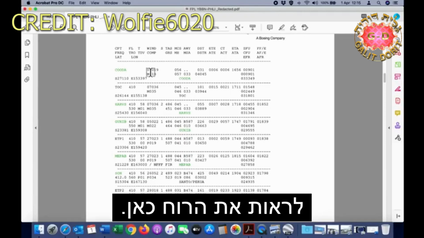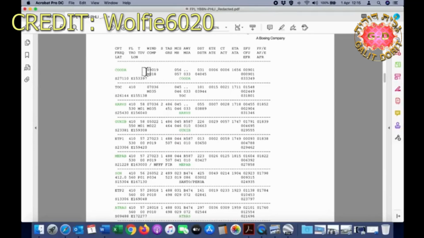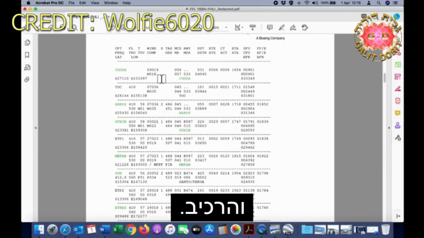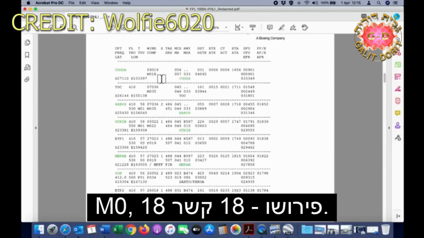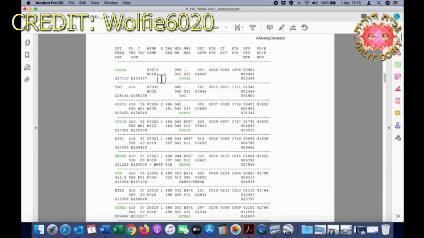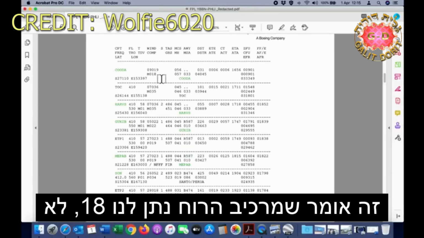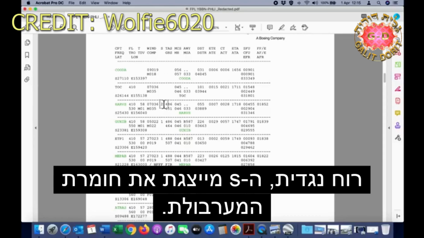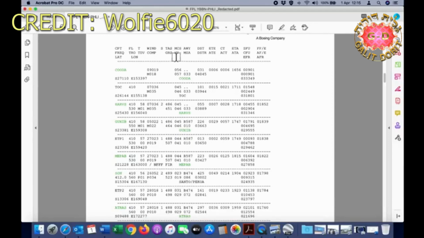We can see the wind, here it is 090 degrees, 19 knots, and the component M018 means minus 18 knots. That means the component of the wind was giving us an 18 knot headwind. The S represents the severity of turbulence en route. We have true airspeed, 486 knots, ground speed, 451 knots.